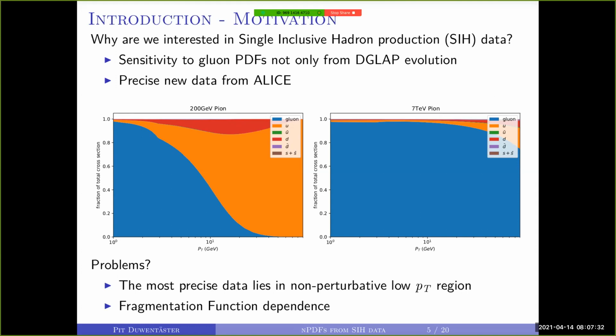And the second problem is that single inclusive hadron production is dependent on the fragmentation functions, which are also non-perturbative objects, just like our PDFs that we want to fit. So we have to somehow take care of the uncertainty that comes from including these fragmentation functions in our theory.